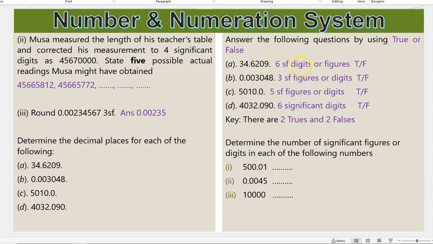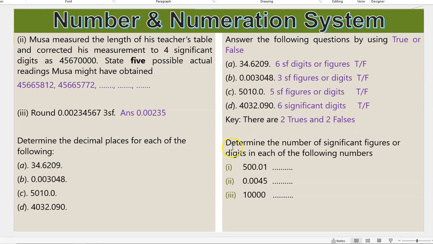34.6209. Is this 6 SF digit or figures? If it is true, you circle the T, which is true. 0.003048. Is it to 3 SF? 50.5010.0. Is it 5 SF? 4032.090. Is it 6 SF? I don't know. You can cross check. So the key here is there are 2 truths and 2 falses.